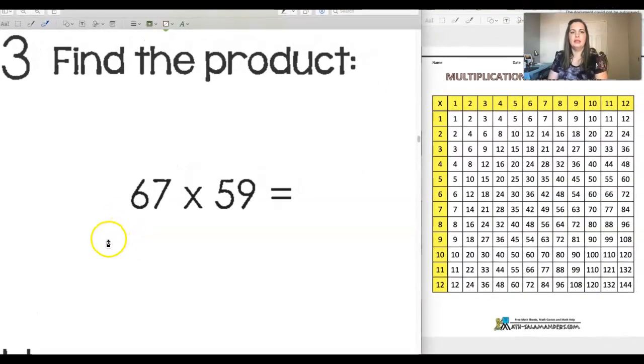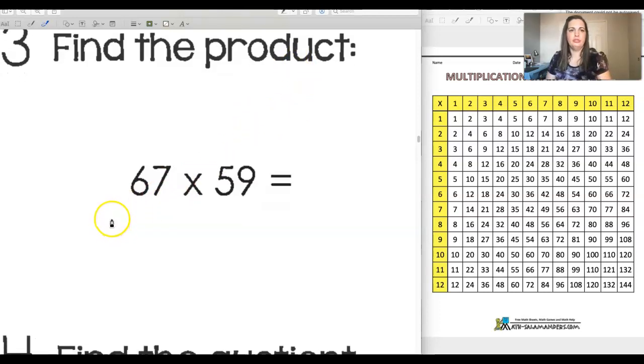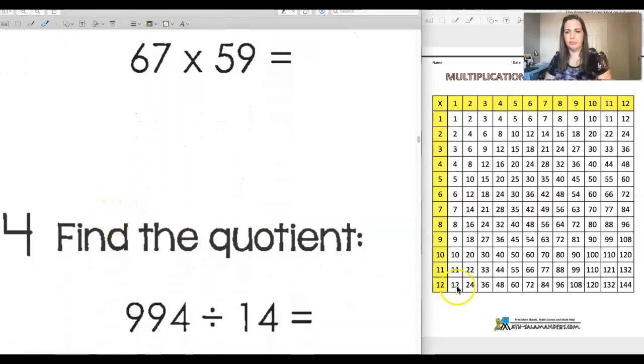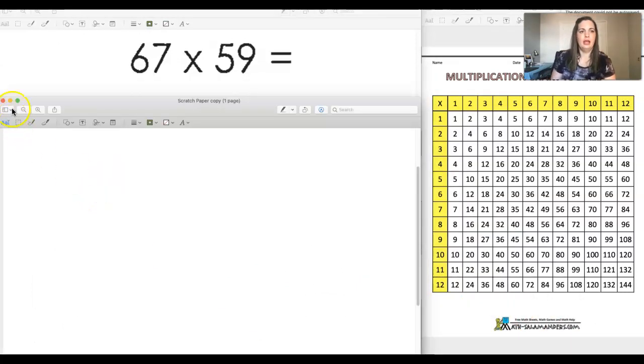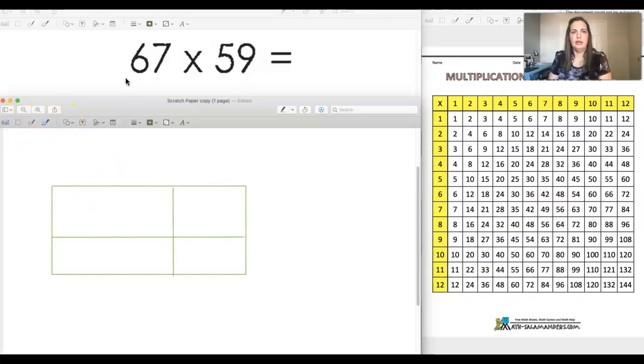Number 3, find the product. 67 times 59. The product means the answer in multiplication. I'm going to use my scratch paper to solve this problem, and I will use an area model. To use an area model, I have to take this number 67 and put it in expanded form. That means I'm going to stretch it out into place value. This 6 is in the tens place. That means the value is 6 tens or 60. This 7 is in the ones place, so the value is 7.